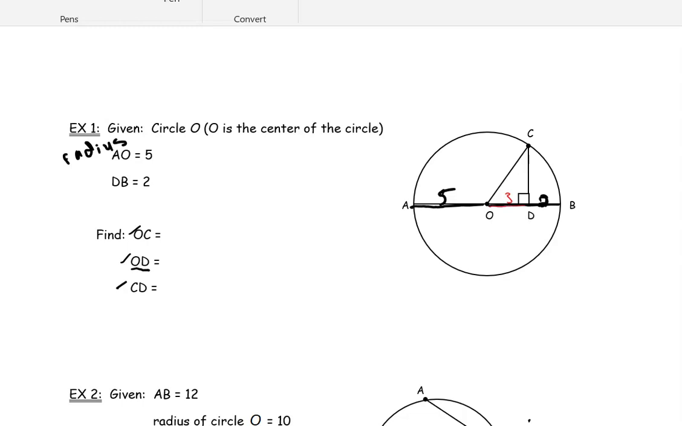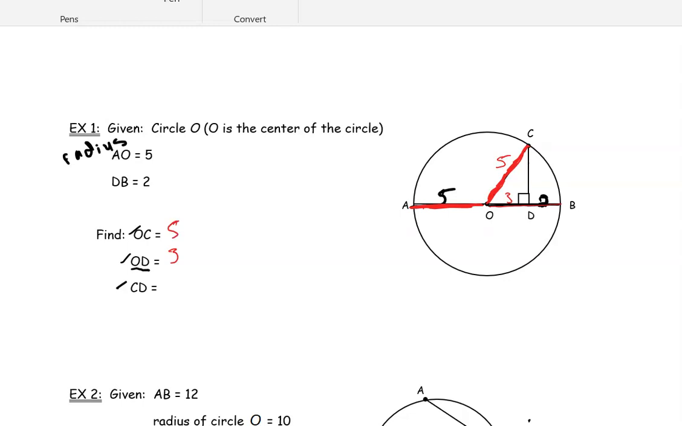So that then this whole length adds up to be the same length we have over here, which is 5. So OD, we know, must be a 3. The other one that should be pretty simple: if we know this is our radius, that our radius is 5, OC is also a radius. So if this radius is 5, this radius must also be 5, so OC is 5.